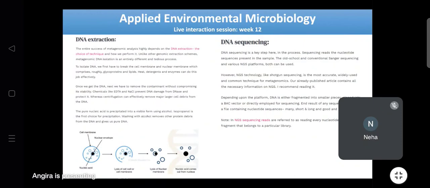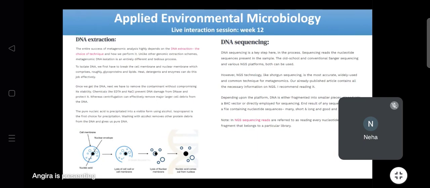Depending upon what platform is used for DNA sequencing, the DNA is fragmented into smaller pieces and cloned into a bacterial vector, or sometimes it is directly employed for sequencing. Whatever the process, the end result is that the sequence would be present in a file containing the nucleotide sequences. This is done in order to know what sequence of nucleotides is present in the genomic DNA.